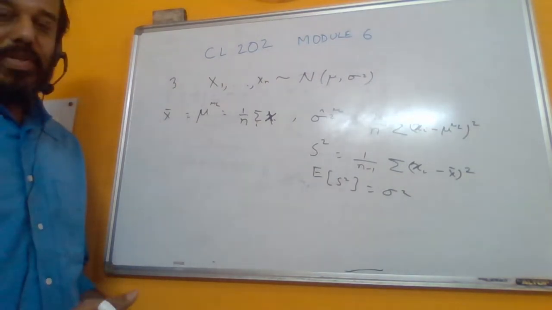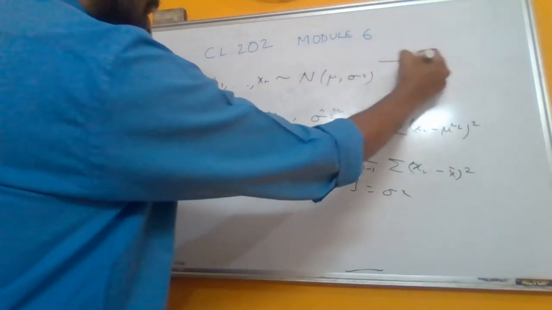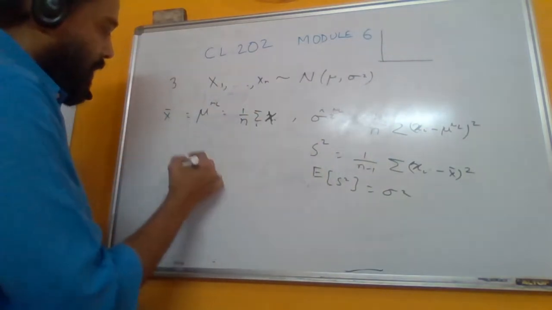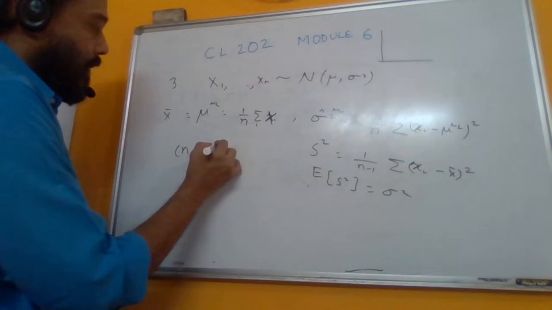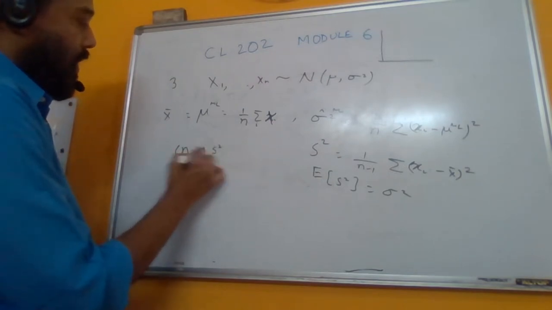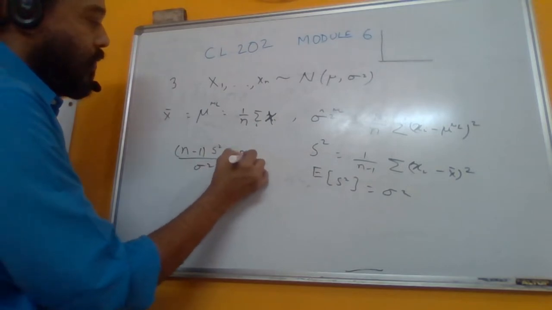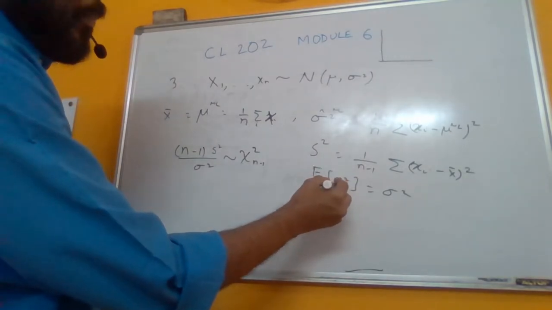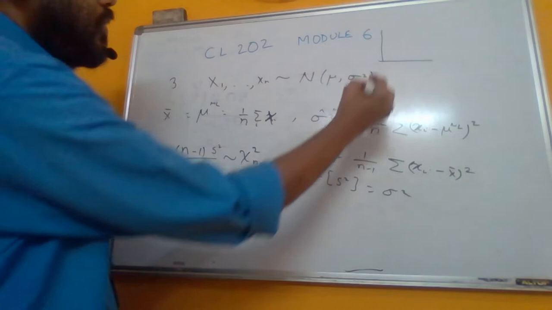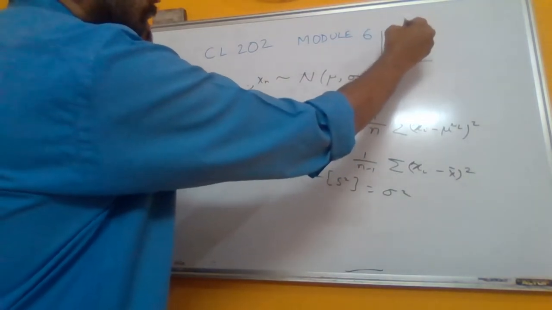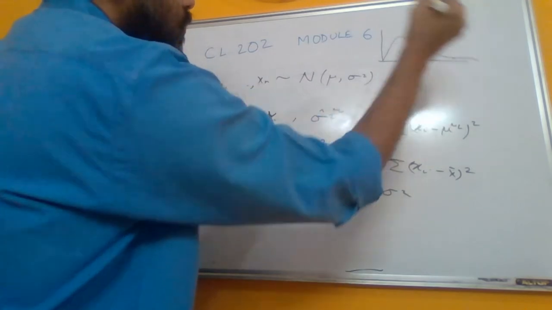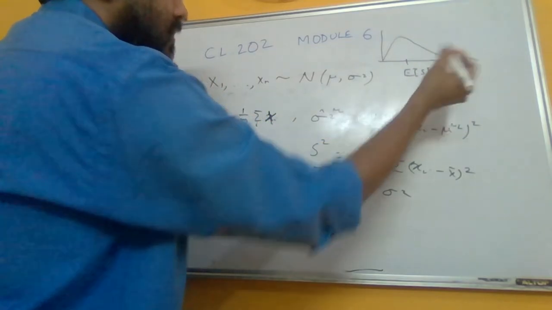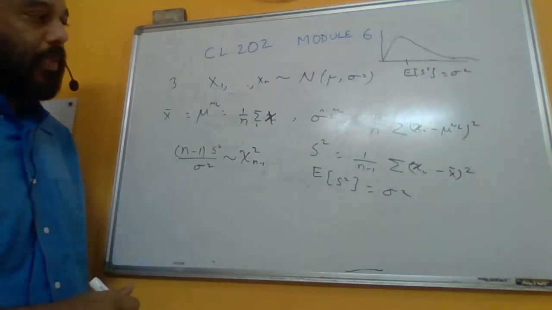That is very nice, because while S square, and you remember, has a chi-square distribution, so n minus 1 into S square by sigma square had a chi-square distribution with n minus 1 degrees of freedom. At least the mean value of that distribution, if I were to plot it, would be something related to chi-square with a skew. So at least it tells you that the expected value of S square is equal to sigma square. And that was very good to know.